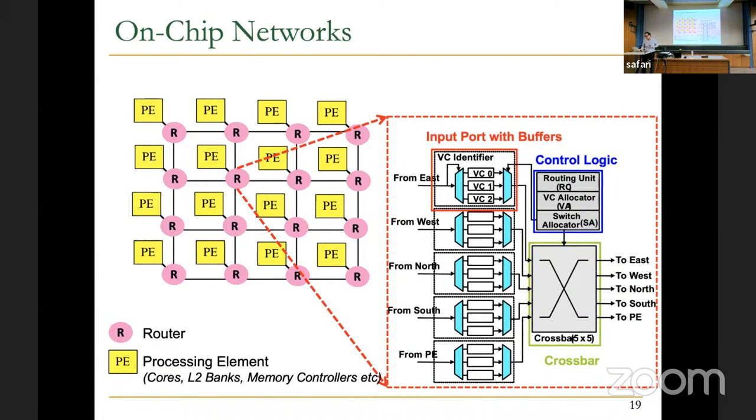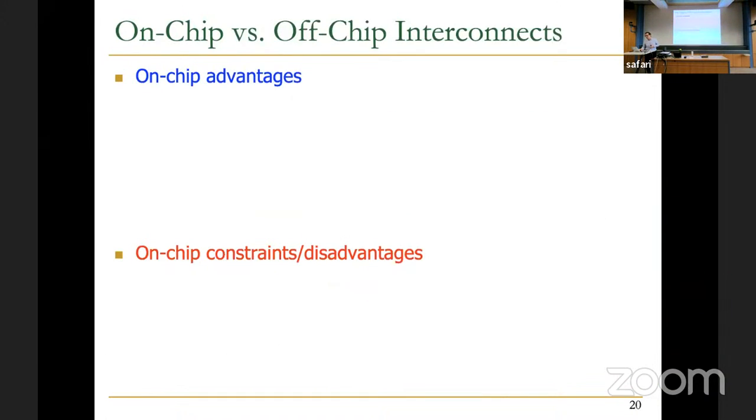Yeah. So this is one of the reasons why people want to minimize the complexity in the router as much as possible. We're going to talk about some works that try to reduce the complexity. The complexity of the router is actually not something that's really interesting, but it's quite complex today. But before we go into it, let's talk about differences between on-chip versus off-chip.